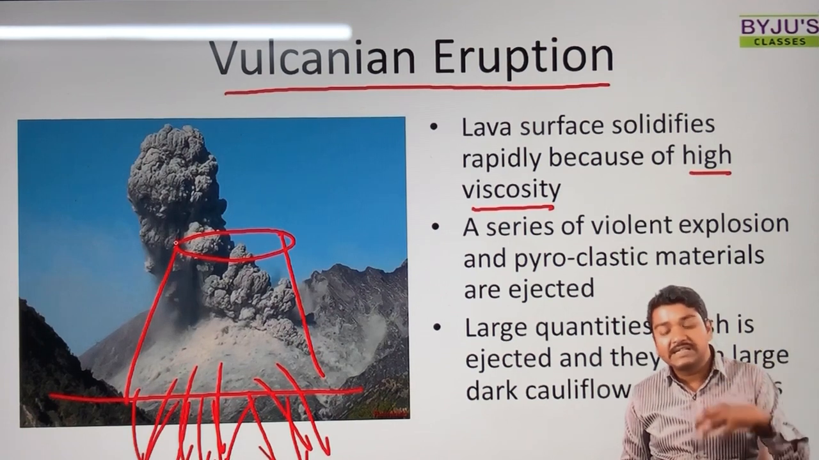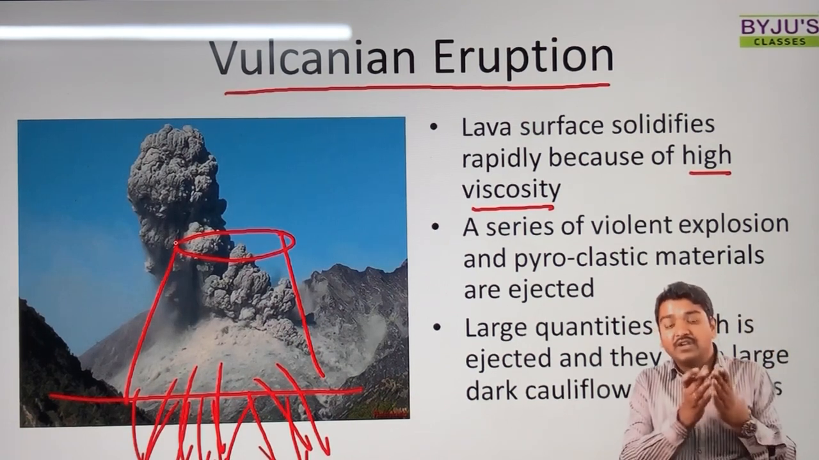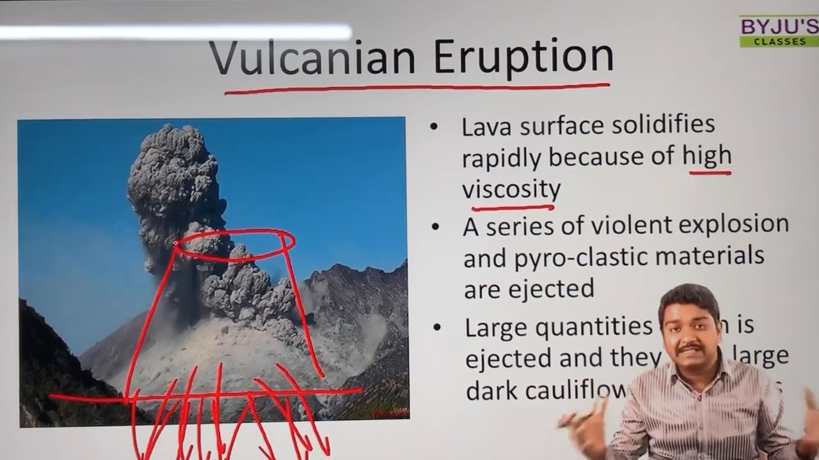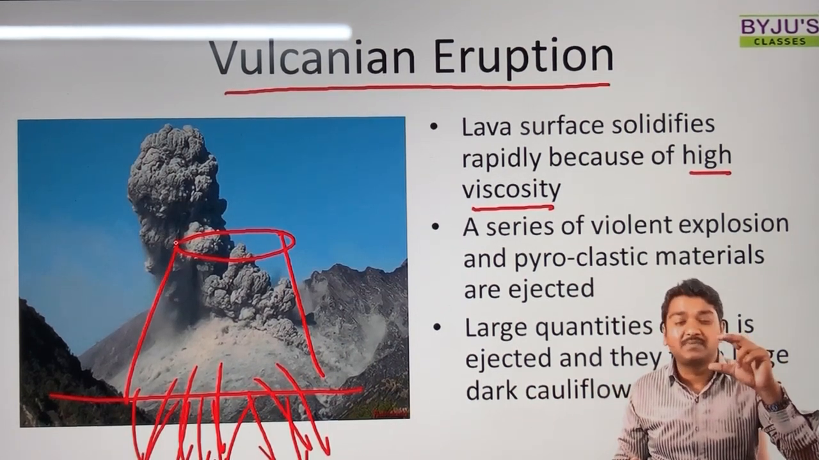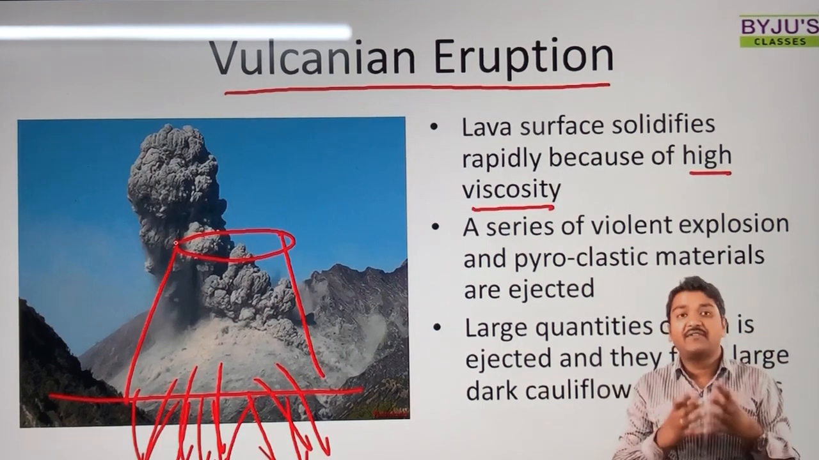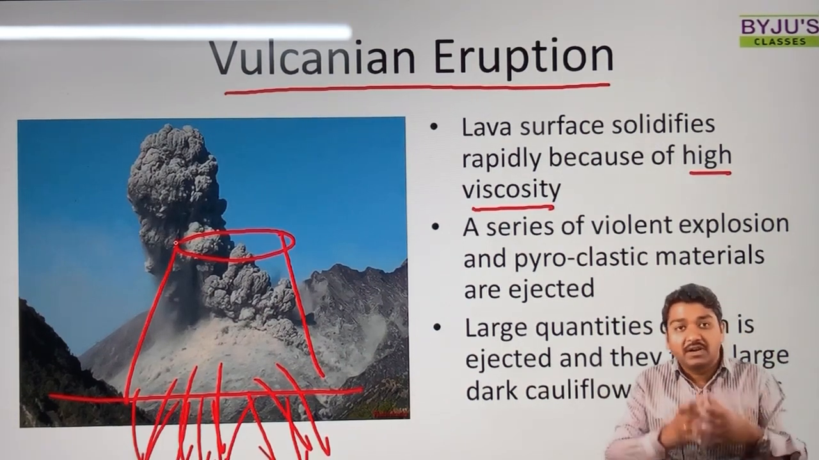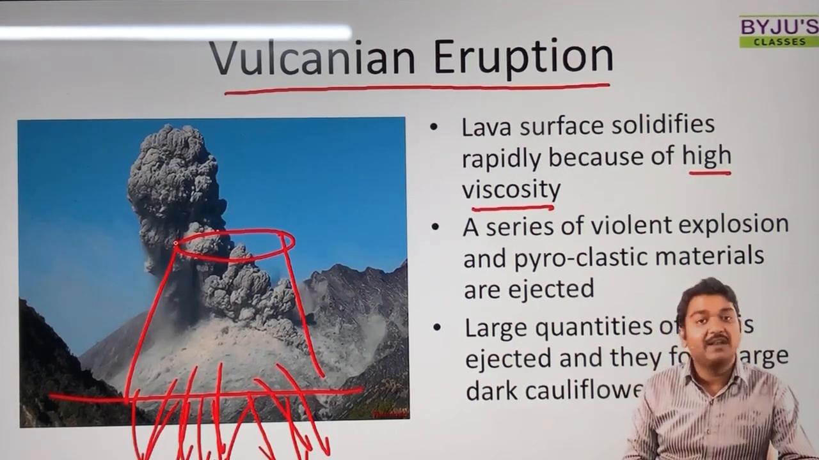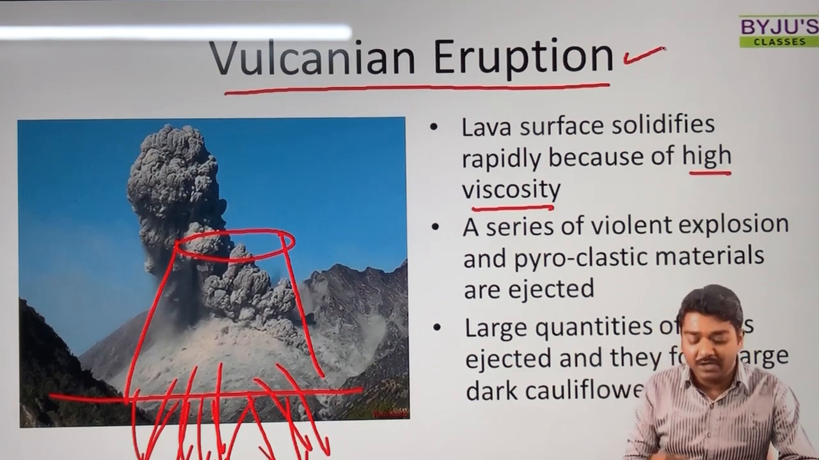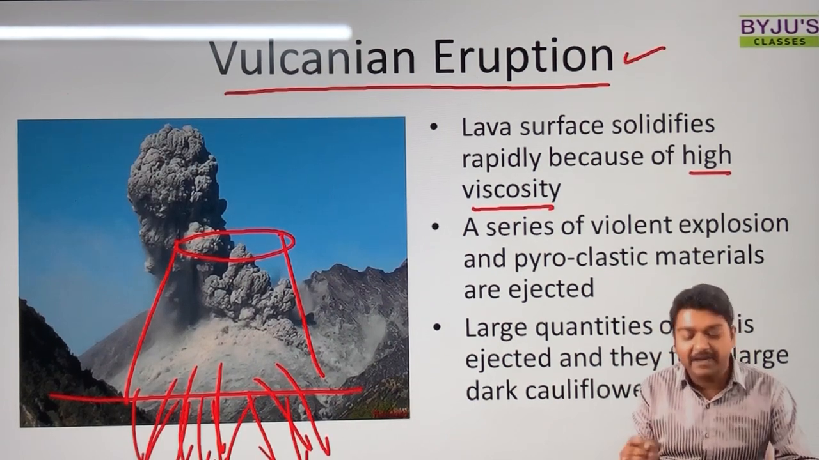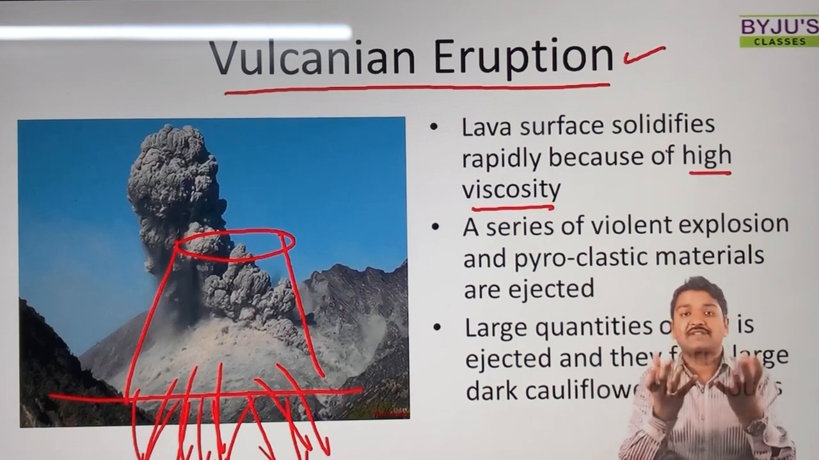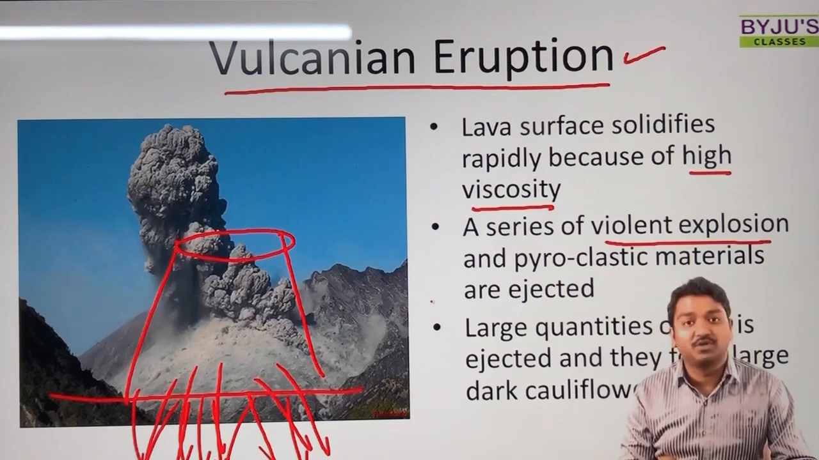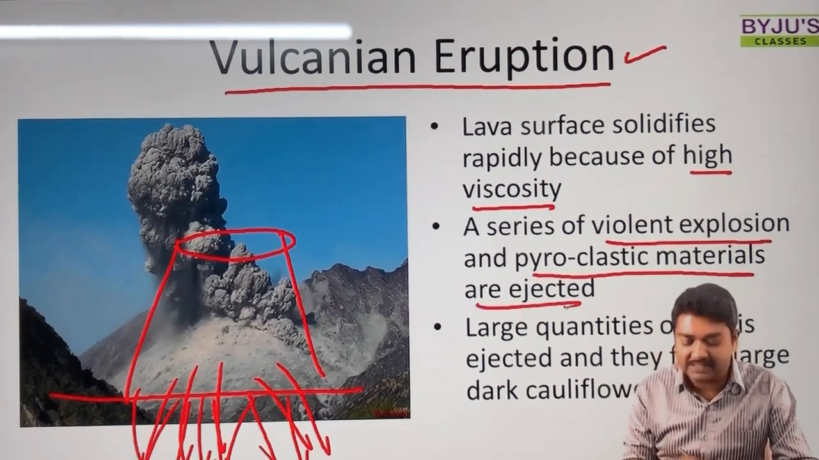When viscosity is less, fluidity is more, then usually you see spreads happening. If fluid is more, it takes less time to condense, so granules may be more. But whenever you see the other way around, that is, it quickly solidifies, then usually you see glassy type and all, isn't it? So if you see Vulcanian eruption, lava surface solidifies rapidly because of high viscosity. Magma, whichever is coming, is solidifying quickly. So a series of violent explosions and pyroclastic materials are ejected.